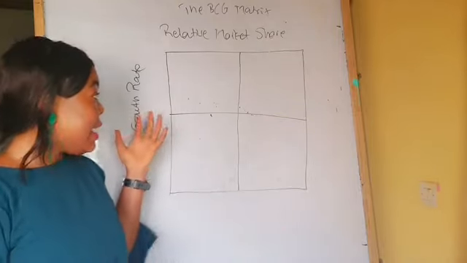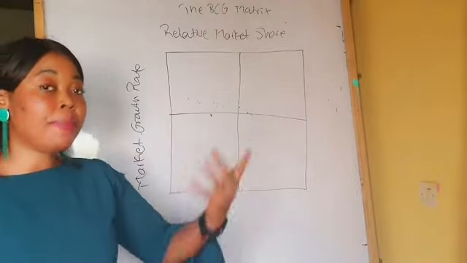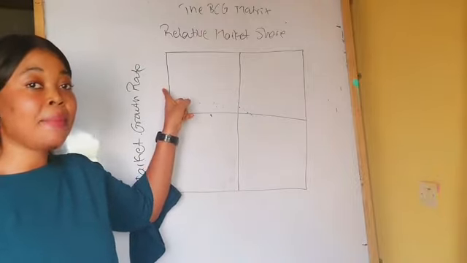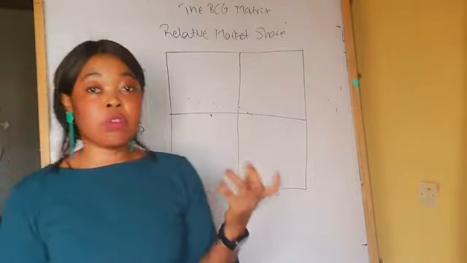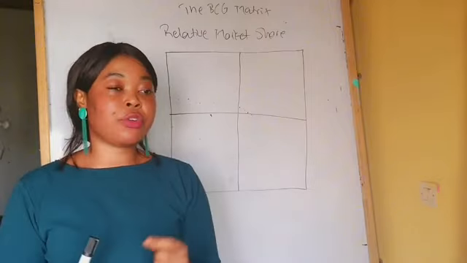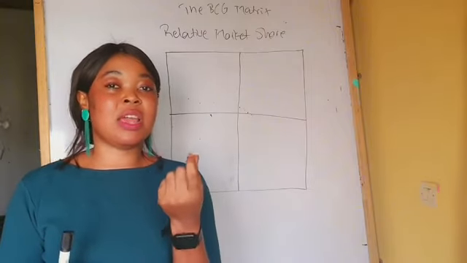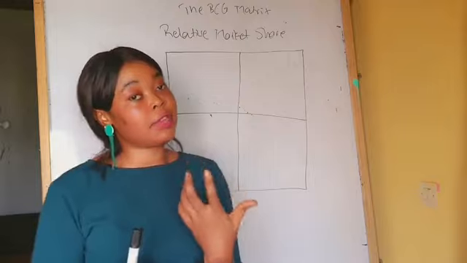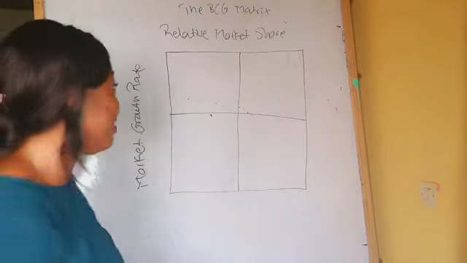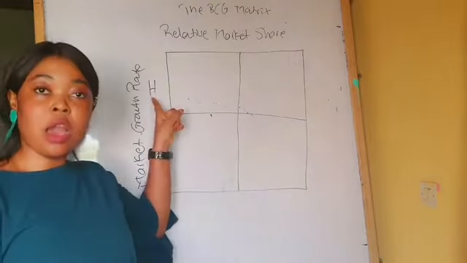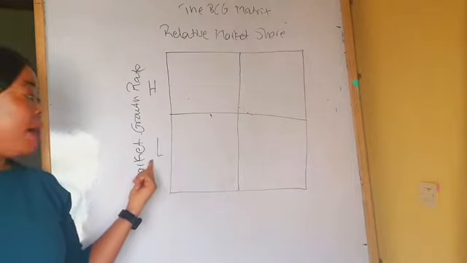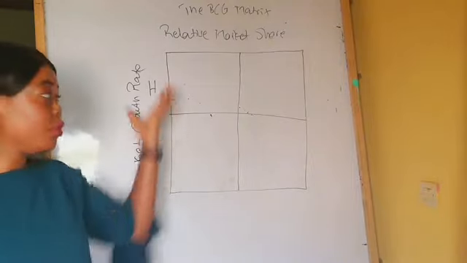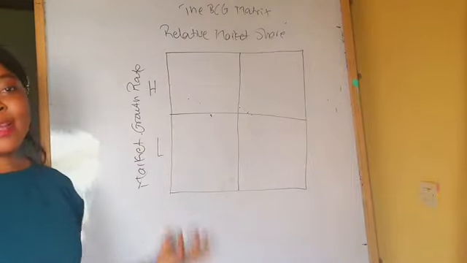Now, if a market is growing rapidly, we're going to put it here, high market growth rate. But if the market is not growing, it is somehow stable, or the growth rate is really insignificant, it signifies low growth rate. So that is why we have here high market growth rate and low market growth rate. So that is the explanation of this part of it.